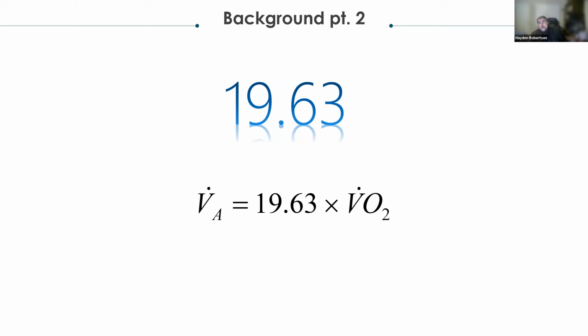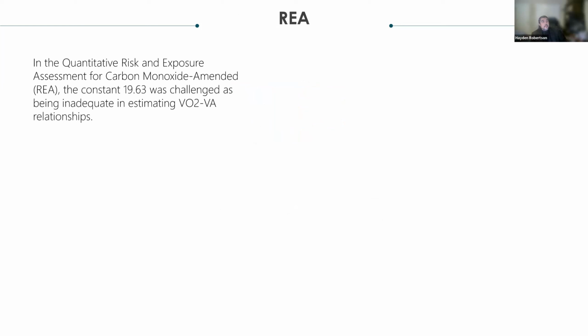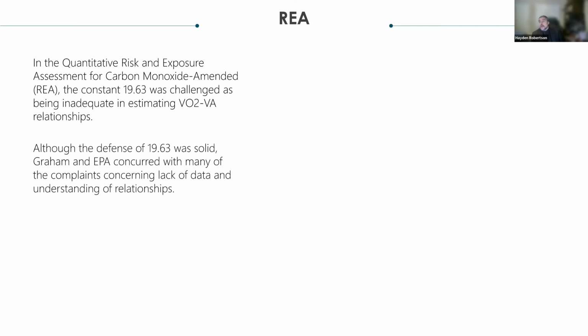A little bit of drama behind this. This is the quantitative risk and exposure assessment for carbon monoxide, amended hearing. 1963 was disputed as being inadequate in estimating VO2 to VA relationships. It was said that there should be a non-linear relationship, and among other things, it did argue that there was inadequate data, and everybody agreed with that. Dr. Graham and the EPA agreed with a lot of these complaints about lack of data and understanding of the relation. Who doesn't want more data? So that wasn't really a point of contention.